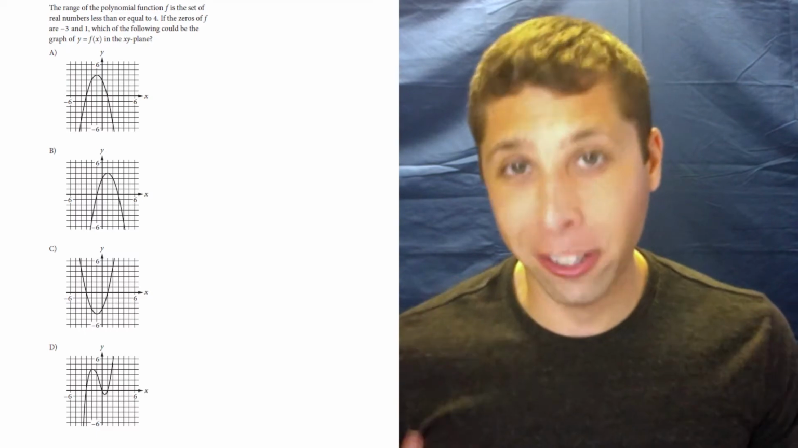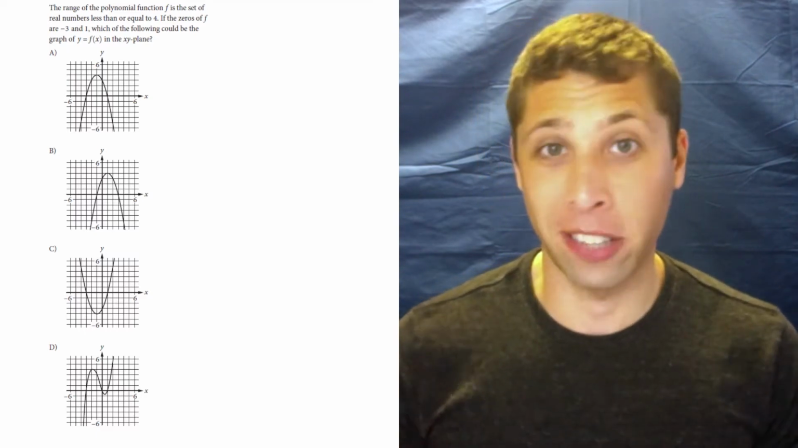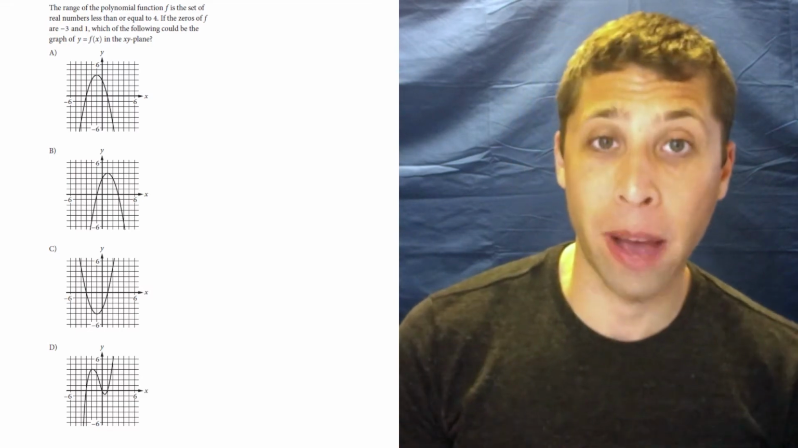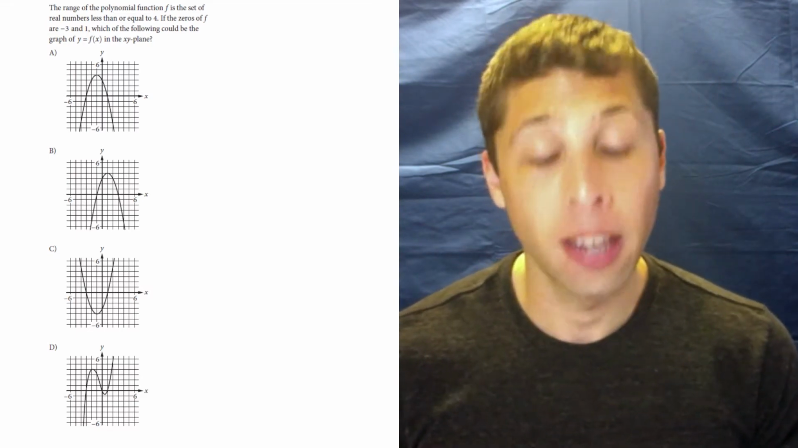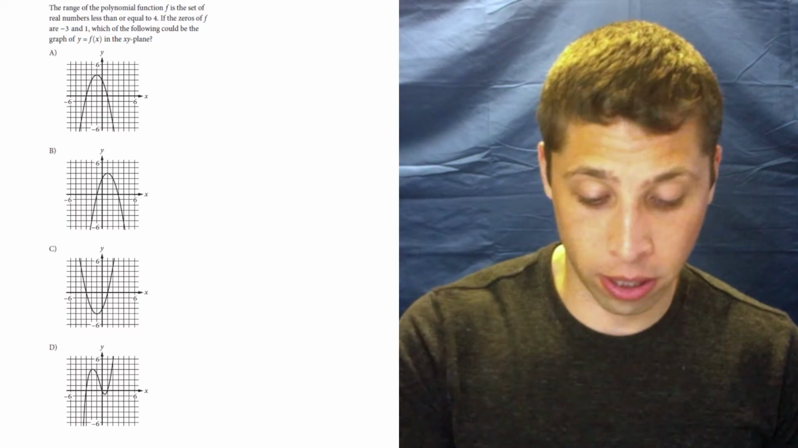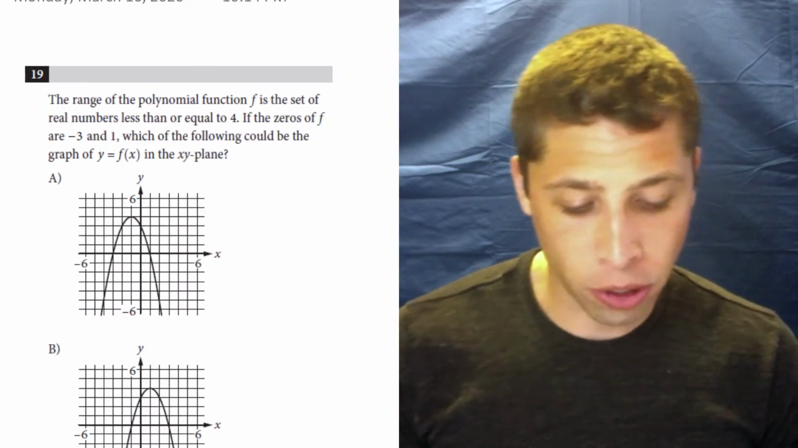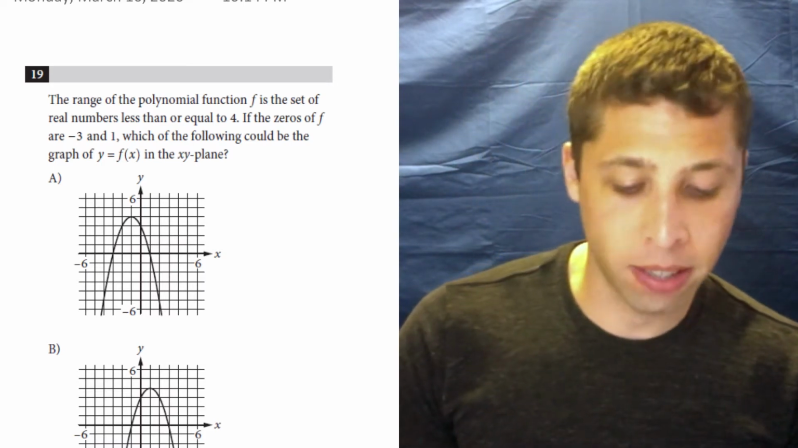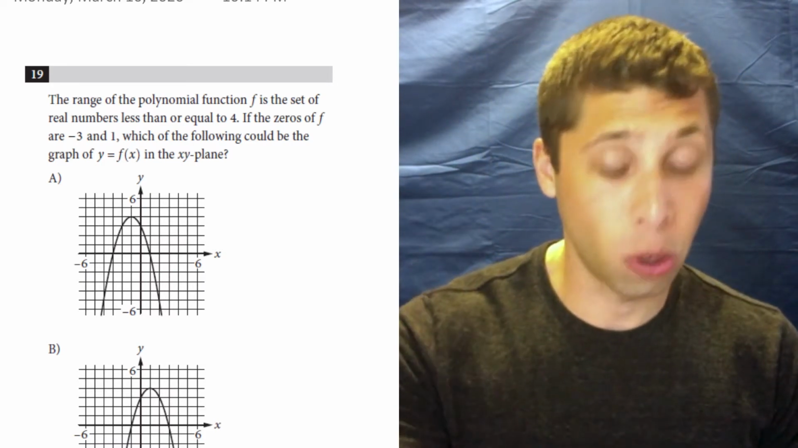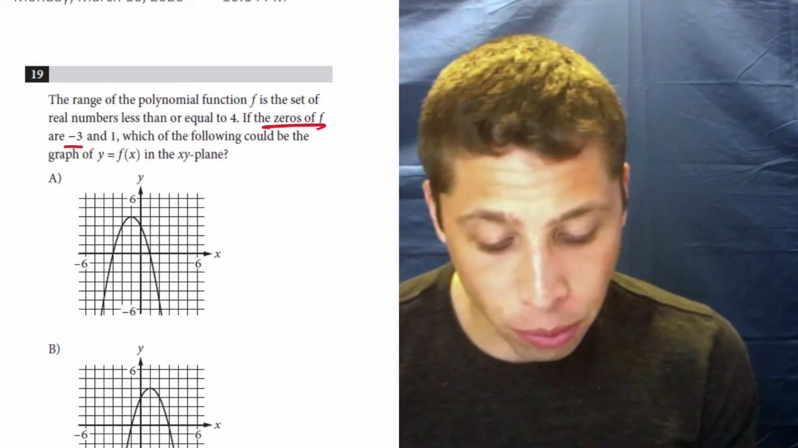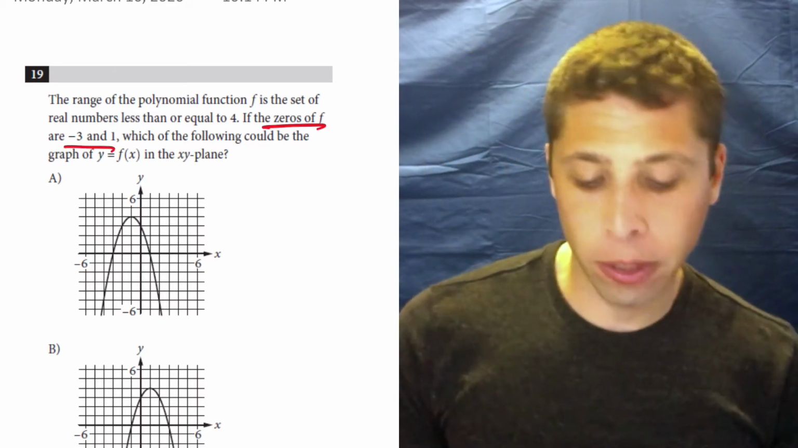All right, just looking at the answer choices to number 19, we know that they're testing quadratic equations, parabolas. So really what this is about is knowing the correct vocabulary for those kinds of equations. So let's zoom in on that for a sec. The range of the polynomial function f is the set of real numbers less than or equal to 4. So I'm going to put that on hold for a sec. If the zeros of f are -3 and 1, which of the following could be the graph of f?